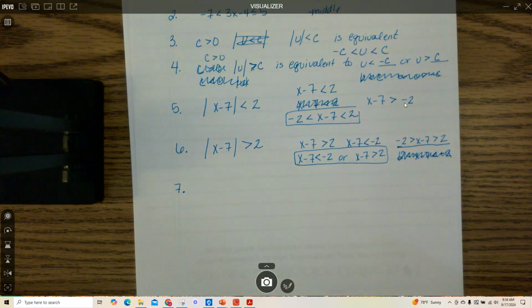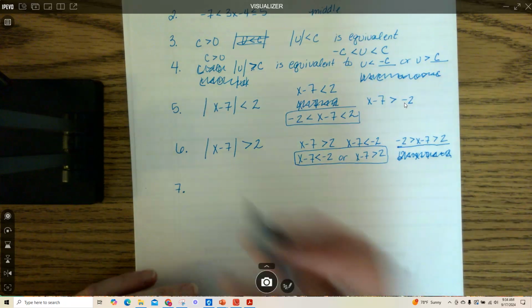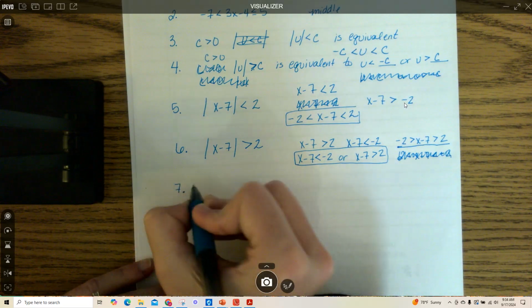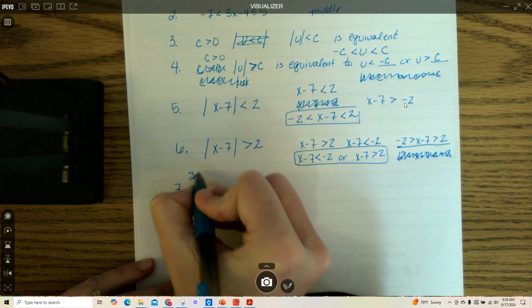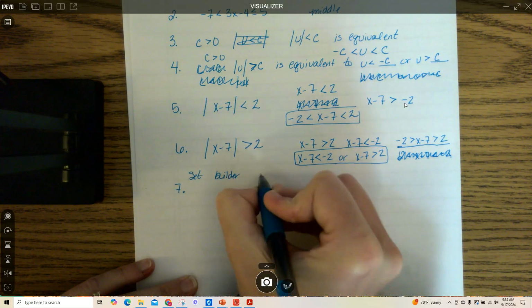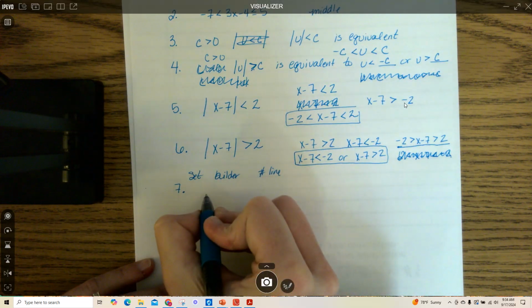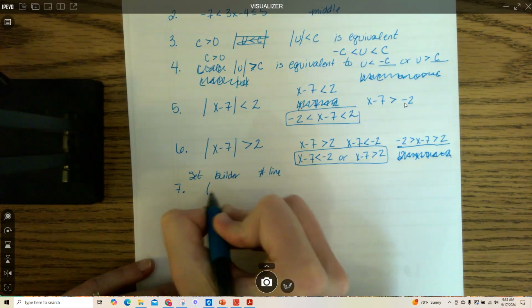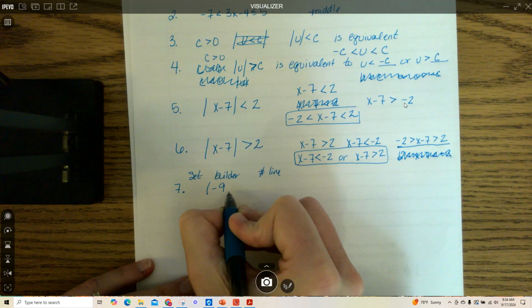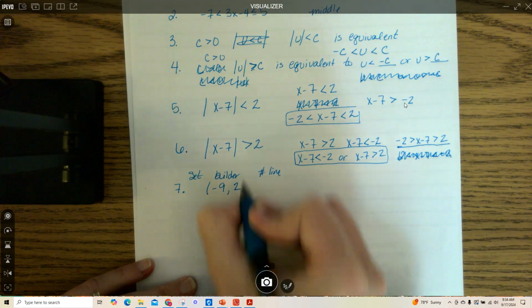All right, number 7. Express the interval in set builder notation and graph the interval on a number line. Okay, what do you got? Open parenthesis, negative 9 and 2, comma 2, like that? Yes. Bracket.